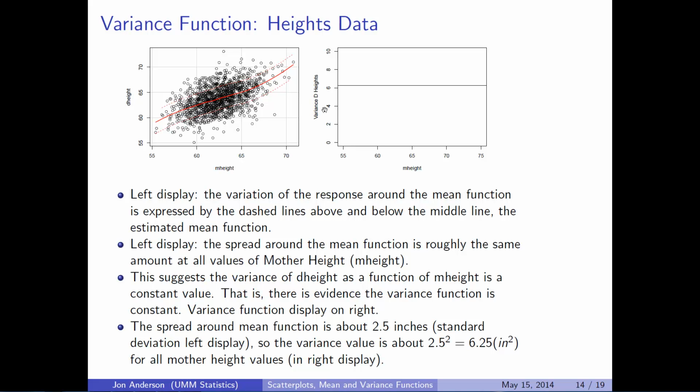So the display on the right is showing you that the variation is about the same no matter what the mother's height is. And I've carefully put the variation to be about 2.5 inches squared. 2.5 inches squared is about 6.25 squared inches, and so that's why this variation is at about 6.25 no matter what the mother's height is.